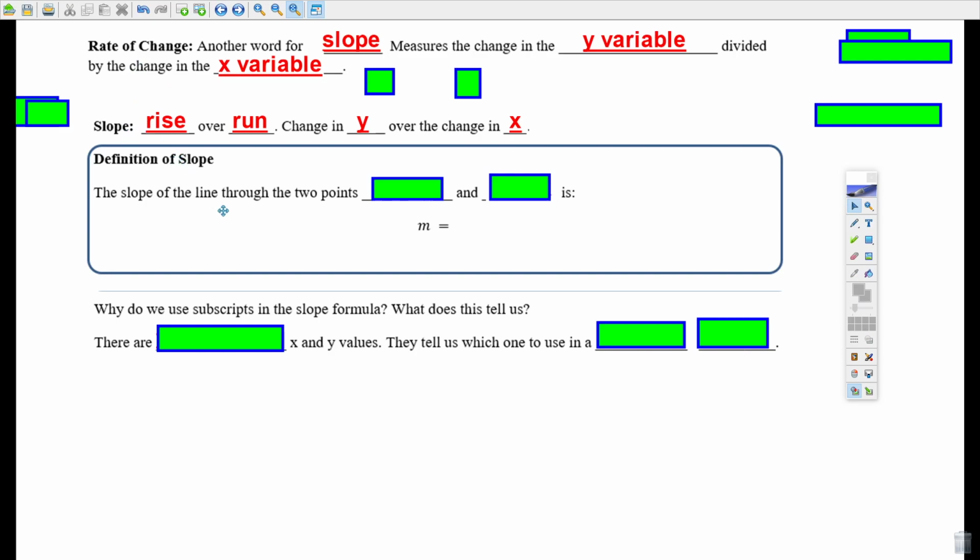And so we're actually going to go through the definition of slope. The slope of a line through 2 points, they label that x1, y1, and x2, y2. You've probably seen this before. If you have 2 points, you can find the slope between the 2 points by just subtracting the y's because the y variables are on top. So we do y2 minus y1 all over x2 minus x1.